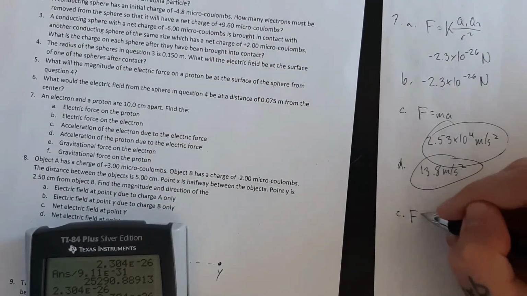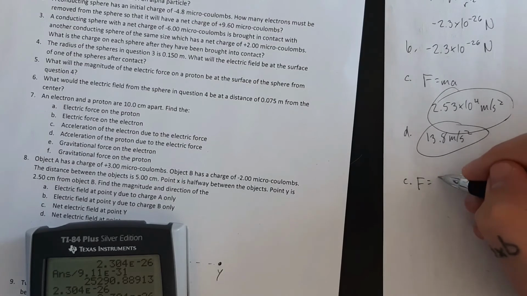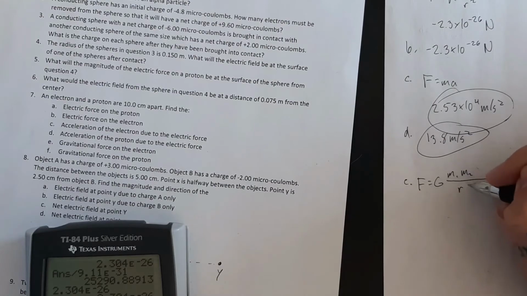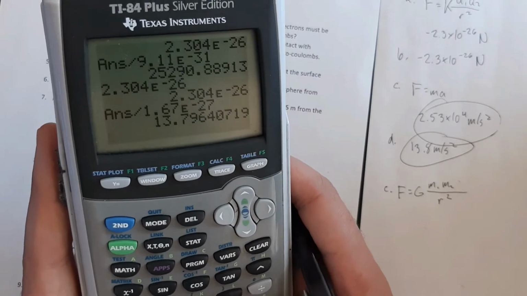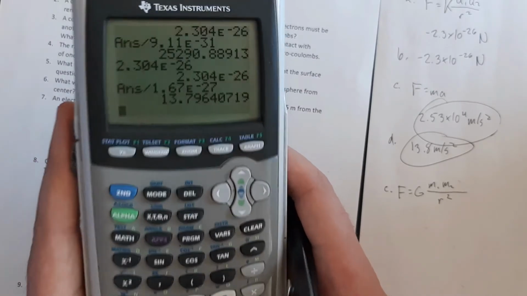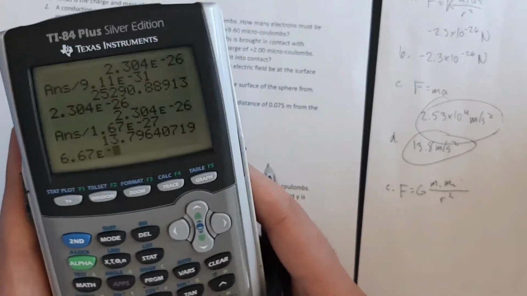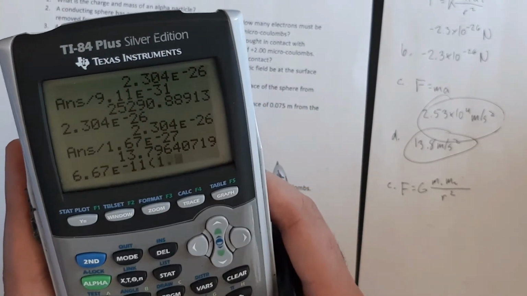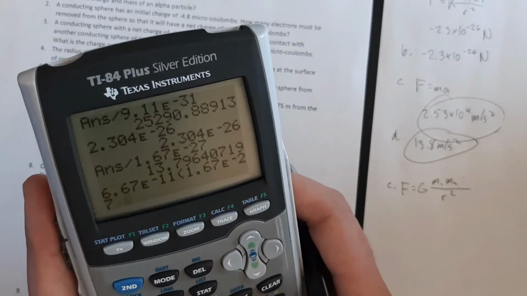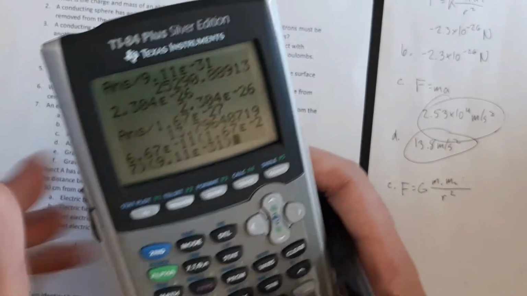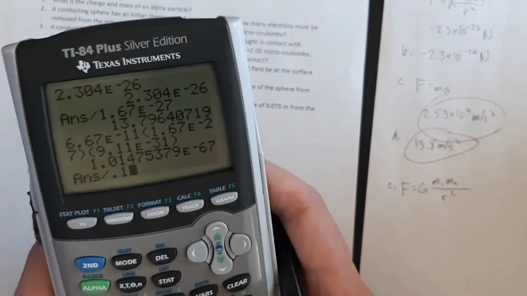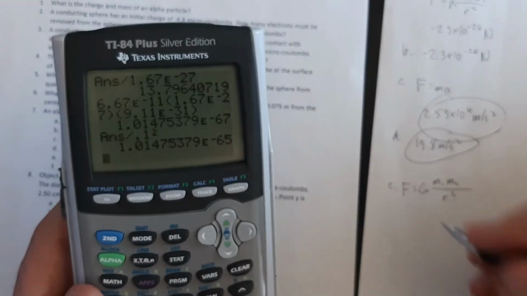Okay, so looking at gravitational force, very similar formula, except instead of a K, you've got a big G, and instead of charges, you have masses. So M1, M2 over R squared. Okay, so gravitational. So that is 6.67 times 10 to the negative 11th times the mass of 1.67 times 10 to the negative 27th times 9.11 times 10 to the negative 31st. So we've got our mass of our proton, mass of our electron, divided by our radius squared, which is still 0.1 squared. Wow, that number's minuscule.